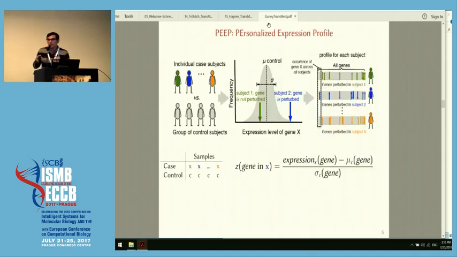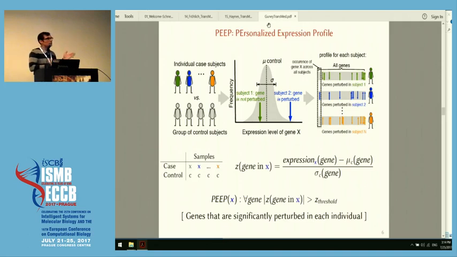To take this kind of effect into account, we developed a very simple framework. We try to find, in each individual, the genes that are specifically perturbed in that individual. To do this, we use the distribution of gene expression across control individuals, the healthy individuals, and then we find which genes in a given patient, which could be a case or control sample, fall in the extreme of this expression distribution. We call this profile the personalized expression profile, or personalized perturbation profile, if you wish. These are the genes that are significantly perturbed in each individual.